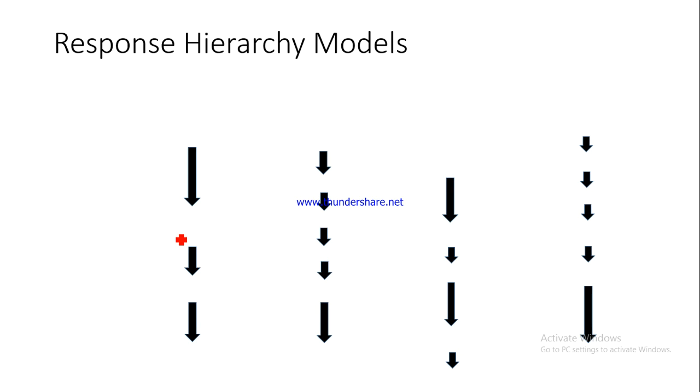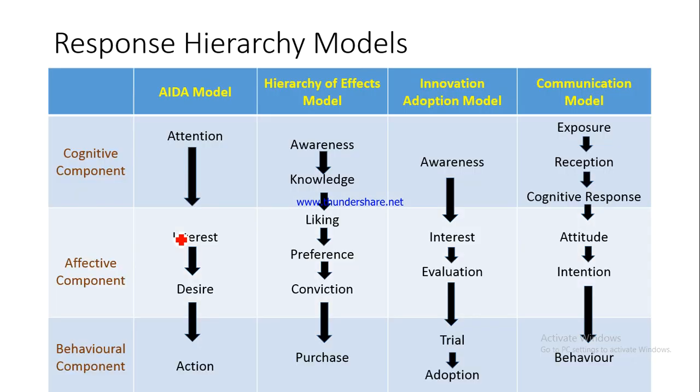Now let us talk about the response hierarchy models. I hope you see these arrows, and these arrows basically are depicting a particular process. Now have a look at this first column, the cognitive component. I hope now you remember the thinking part, the affective component, the feeling part, and the behavioral component, how he or she acts towards your brand. So we have discussed all these aspects now.